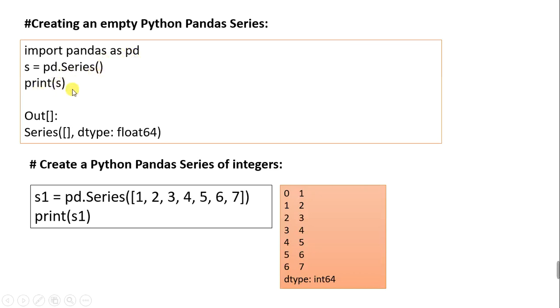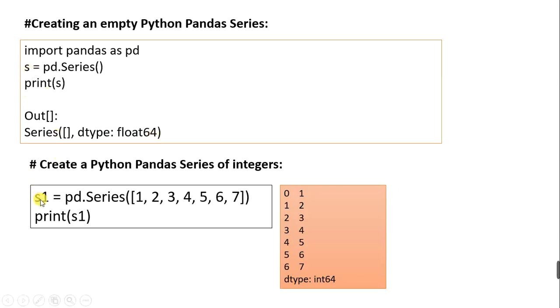Since I have not filled it with any value, I have not given it any value, so it will give me the output as empty, and the data type by default will be floating type 64-bit. Right. Now in case you want to fill it with values, you want to create a series with a given set of values, then the statement will change.